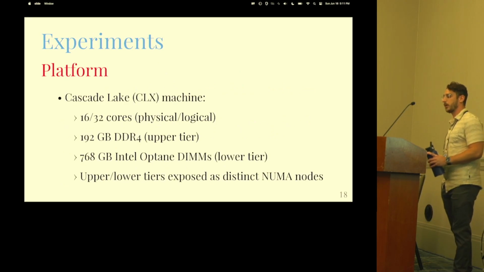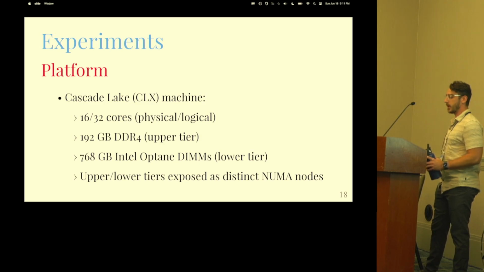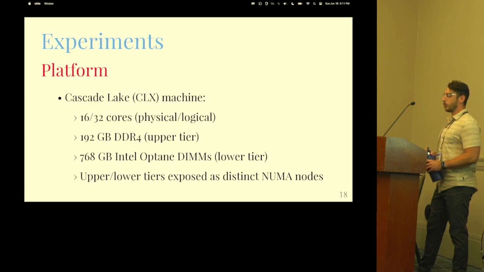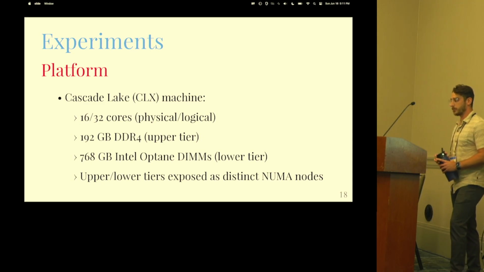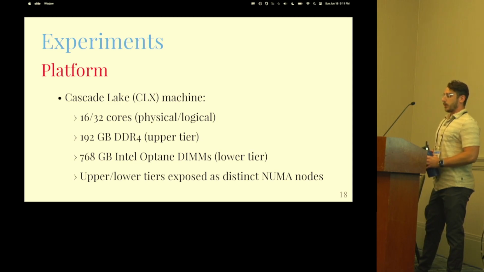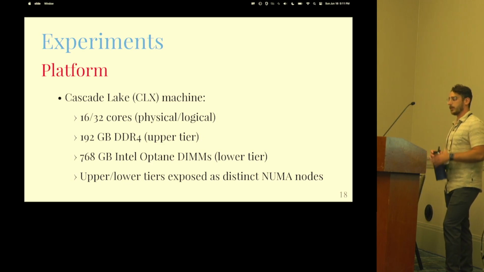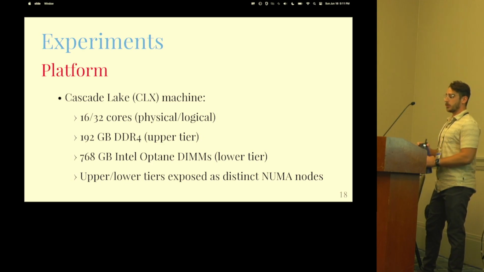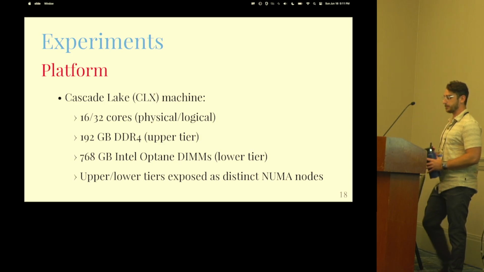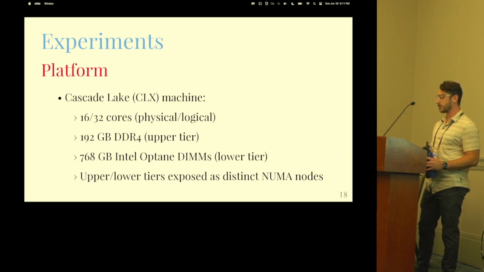Okay, so we evaluated this on an Intel Cascade Lake platform. We have 16 physical cores and 32 logical cores, and we did have hyperthreading enabled. We had 192 gigabytes of DDR as our upper tier, and our lower tier was a set of Intel Optane DIMMs, totaling 768 gigabytes. And we used the NUMA subsystem to basically identify these as separate NUMA nodes.